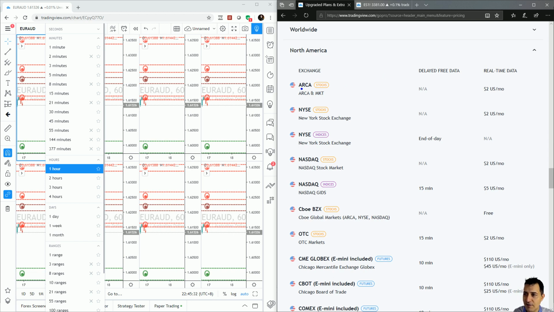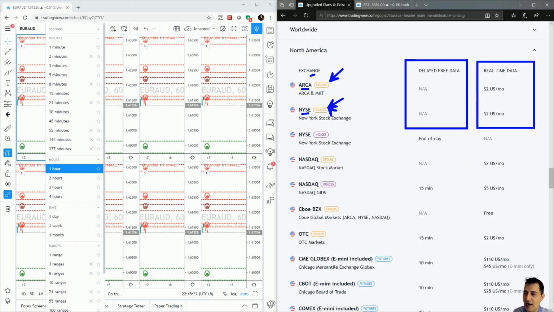So first we have ARCA. What do we have in the ARCA exchange? We have stocks. What do we have in the New York Stock Exchange, NYSE? We have stocks. So can you get delayed data for free? No. For you to get real-time data, you have to subscribe and pay $2 a month. That's how it works. But on the other hand, you do get delayed free data for the end of the day.